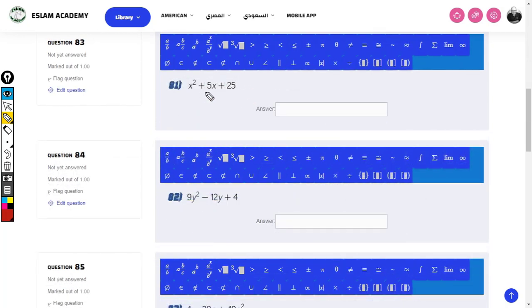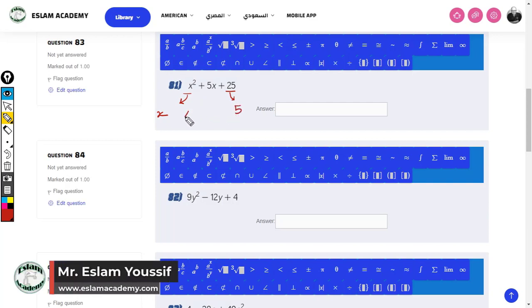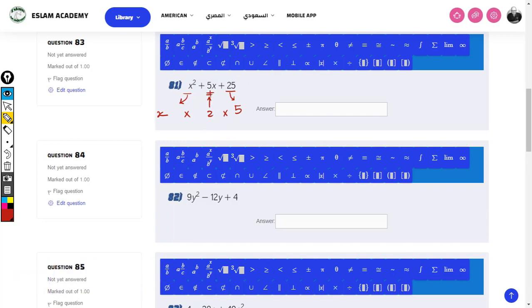x squared plus 5x plus 25. There is no common factor, and we can find the square root of x squared, which is x, and the square root of 25, which is 5. By multiplying both of them by 2, you will find that that's not equal to the middle term. It means this expression is not a perfect square trinomial. So we just use the normal factorization.